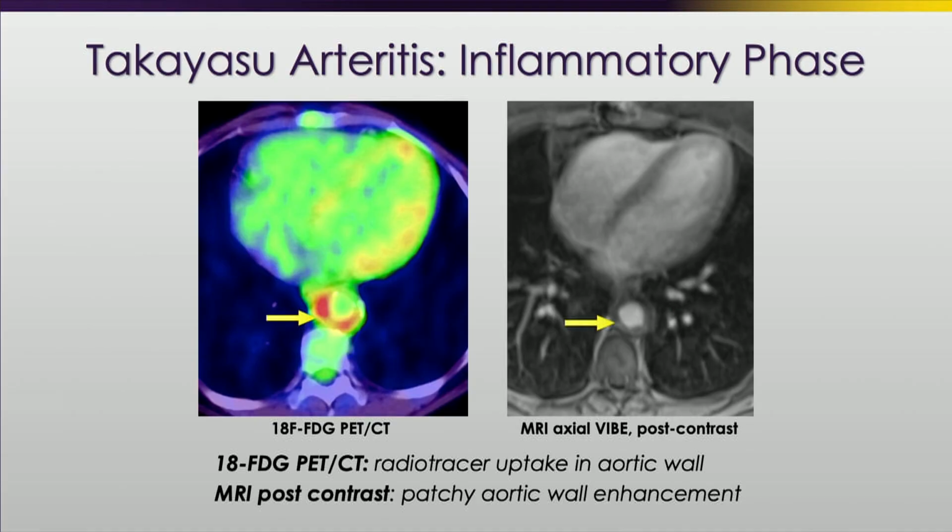Here is another patient in the systemic or active inflammatory phase of Takayasu arteritis. And on the left, we can see that her descending thoracic aorta shows remarkable FDG PET CT uptake in the aortic wall that is somewhat eccentric, associated with some eccentric wall thickening. And her MRI post-contrast shows some patchy aortic wall enhancement. This was pretty immediate, showing very active inflammation as well.